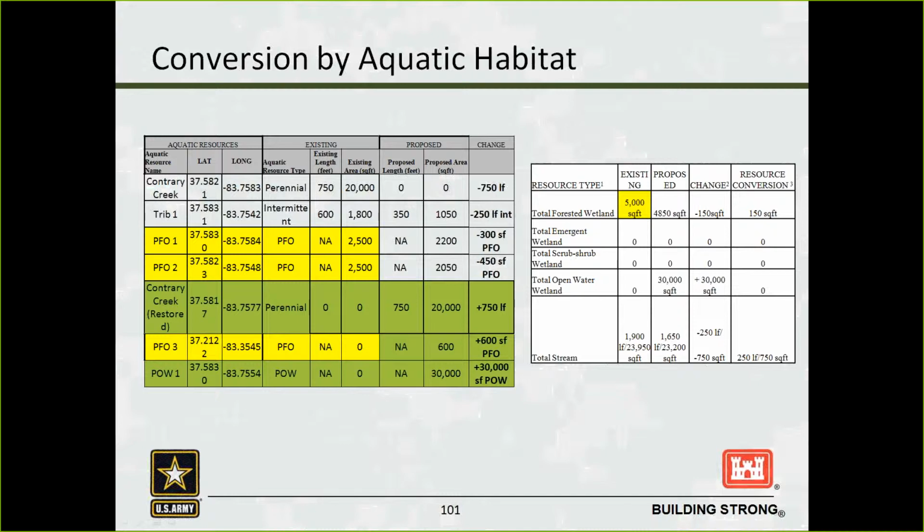In row 1 of the conversion table, I calculated all existing forested wetland area, 5,000 square feet. Then I subtracted all proposed forested wetland area, 4,850 square feet. When I did that, I found that we had a conversion of 150 square feet of forested wetlands. I did the same exercise in row 4, and while there was 30,000 square feet of open waters, no conversion of existing open waters was observed because there were none on site pre-construction.